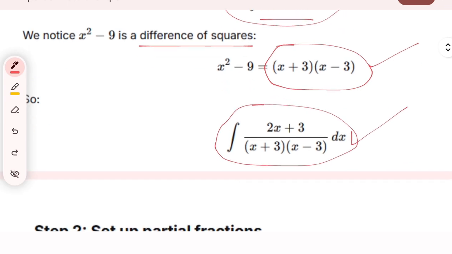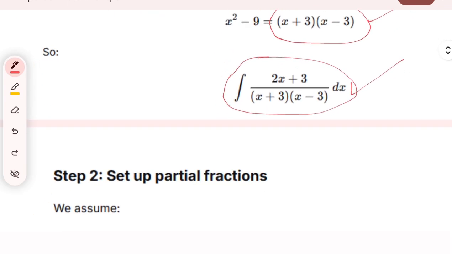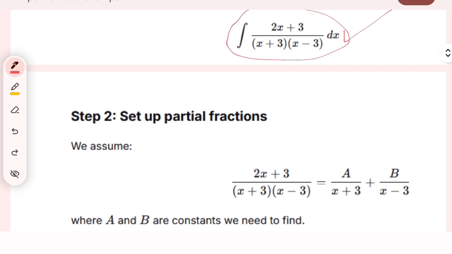We have now factored the denominator. Now we will set up the partial fractions. That is the next step. Step 2 is we will set up partial fractions. How do we set up partial fractions? This is the original one. As you can see, the original is very long, right? We have (2x + 3) divided by (x + 3) times (x - 3). The partial fractions are this.